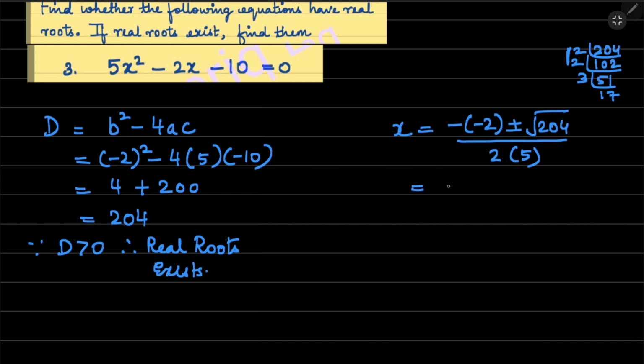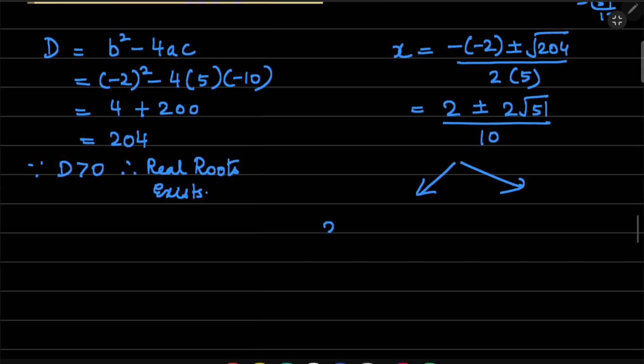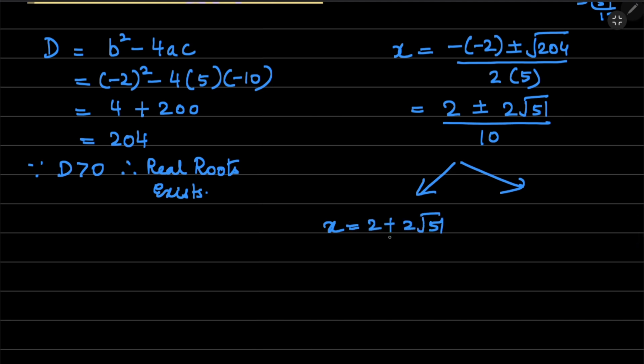So I can write minus into minus 2 is plus 2, plus or minus root 204 can be written as 2 root 51, whole divided by 2 into 5 is 10. Again, the two roots that are possible are x equal to 2 plus 2 root 51 by 10, or x equal to 2 minus 2 root 51 by 10.